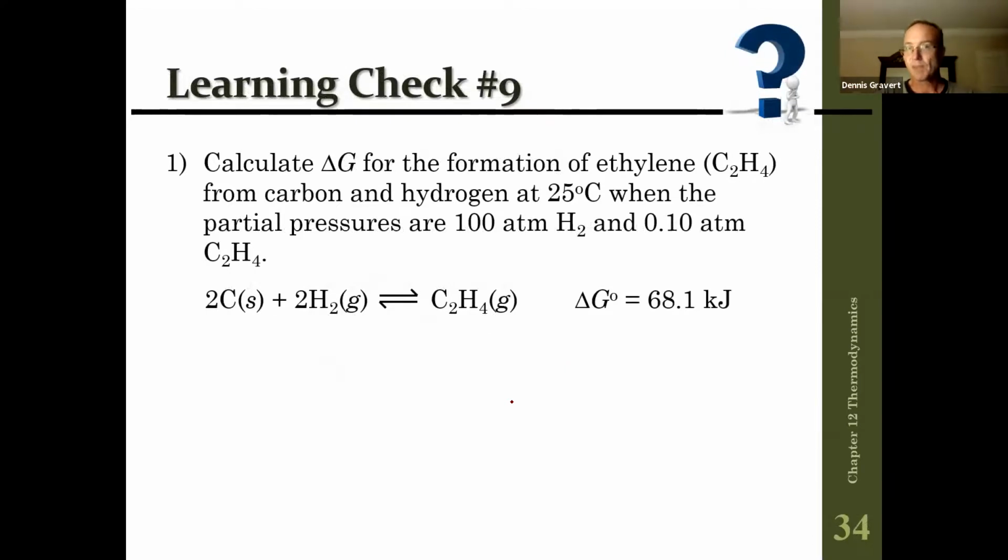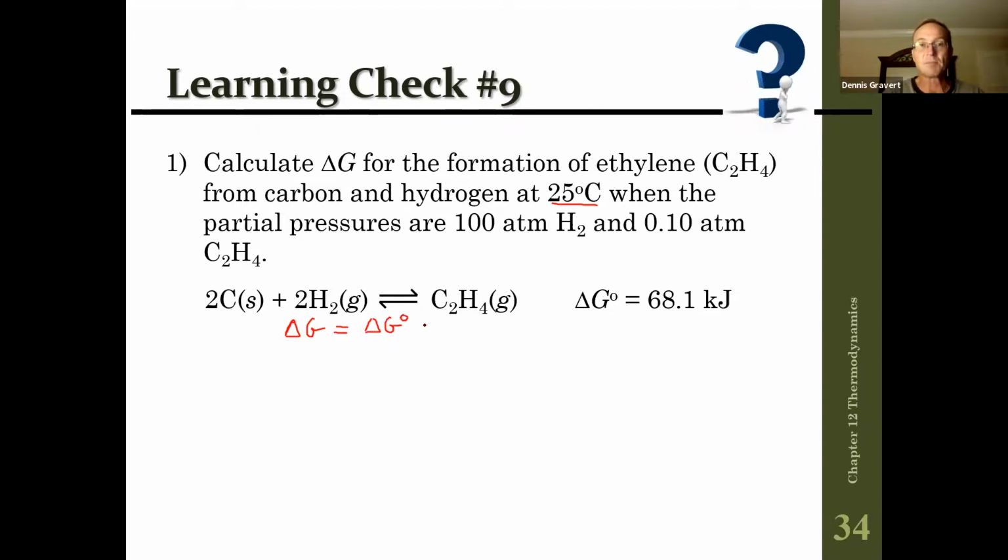All right, let's give it a go. Number 9. Calculate delta G for the formation of ethylene from carbon and hydrogen at 25 degrees. Standard temperature, but the partial pressure is 100 and 0.1, so that's not 1 atmosphere. It's not the standard pressure. So yeah, we want to use this equation. If you use it enough, you'll memorize it, but you don't have to. I'll give it to you on the exam.